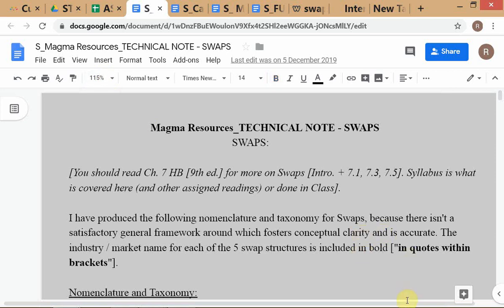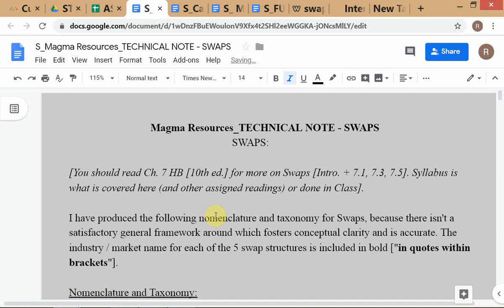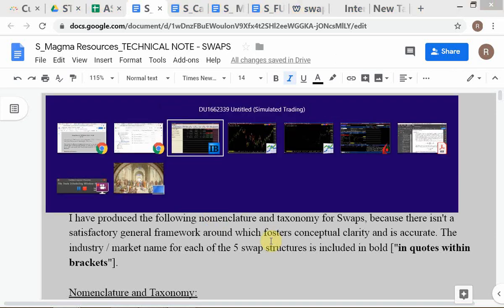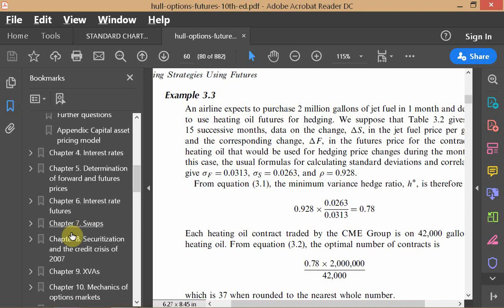So for swaps, I'll give you some references. Here you can see chapter 7 on Hull. It says 9th edition here, but it's 10th. You guys have the 10th. The edition doesn't change actually. If I go here, I can see that chapter 7 is swaps.